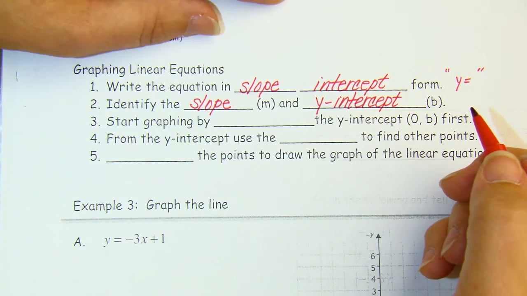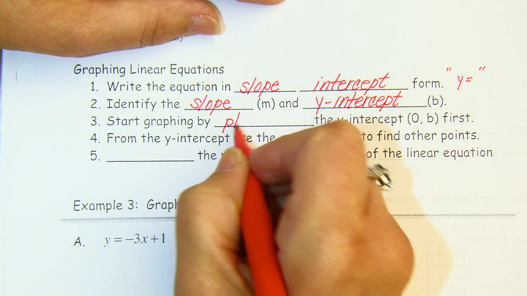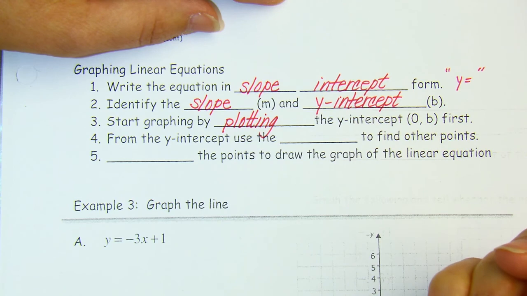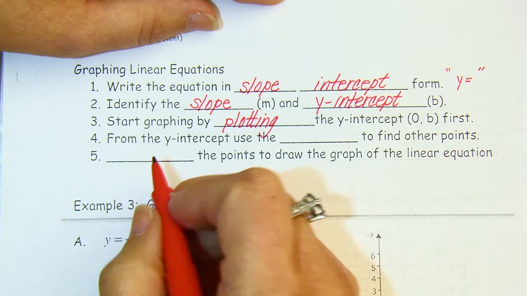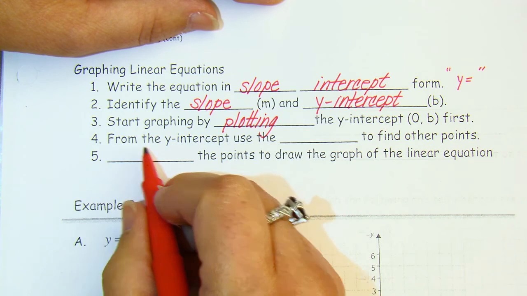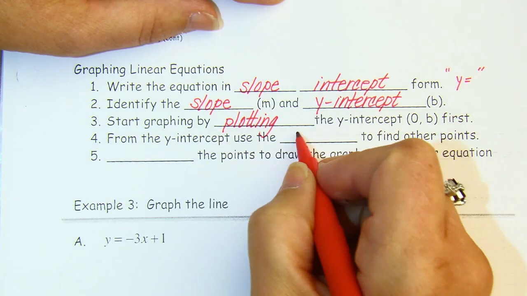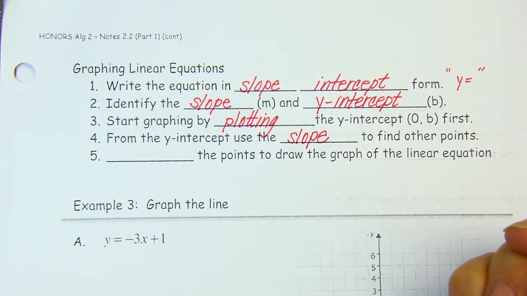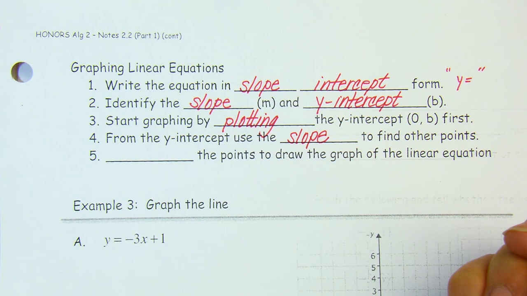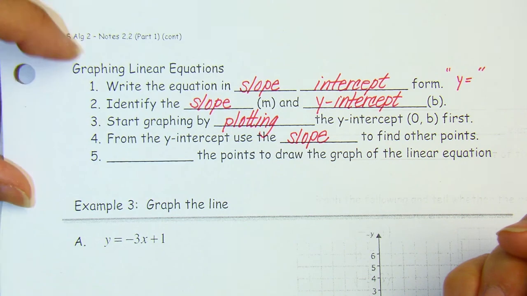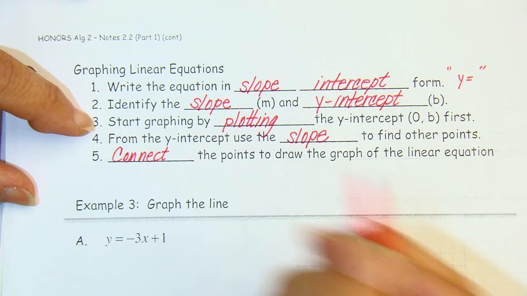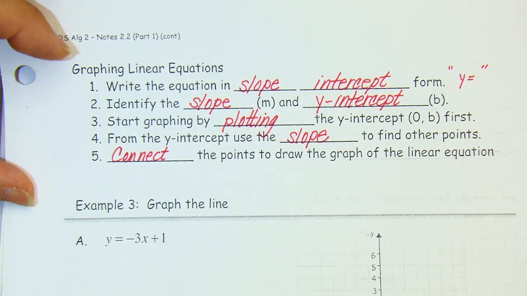Start graphing by plotting the y-intercept on the y-axis first. Using that point that you just plotted from the y-intercept, use the slope to find other points on the line. Once you have a bunch of points on your line, you want to connect them to draw the graph of the linear equation.